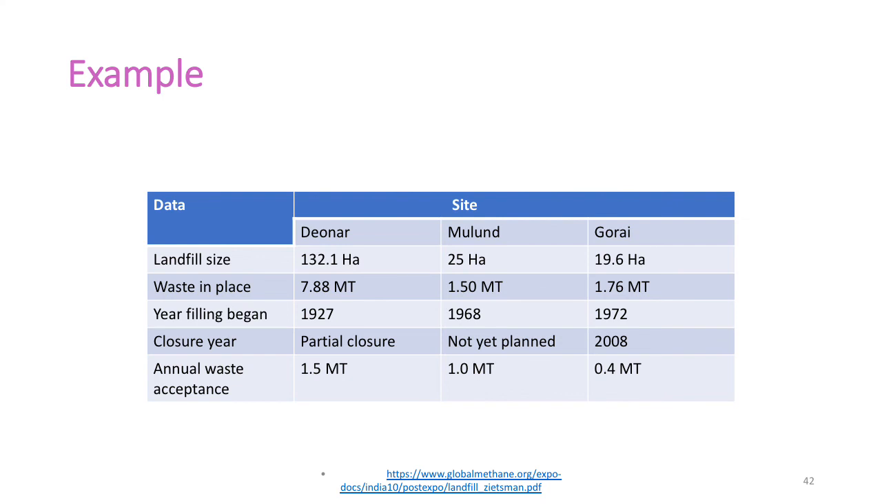The year filling began in Deonar is 1927, 1968 in Mulund, then 1972 in Gorai. The closure status: Deonar is partially closed, Mulund is not yet planned, but Gorai has been closed since 2008. And the annual waste acceptance is 1.5 million ton in Deonar. In Mulund, that's 1 million ton, and Gorai is 0.4 million ton.